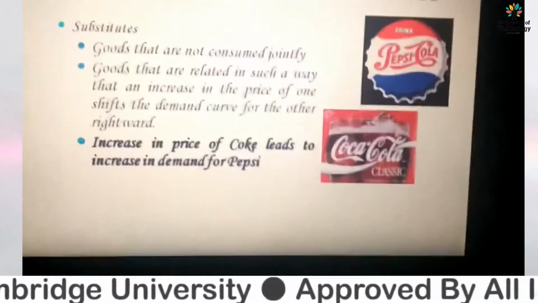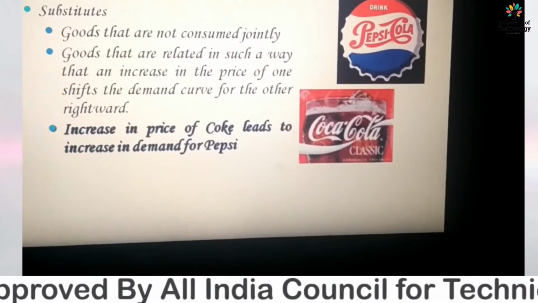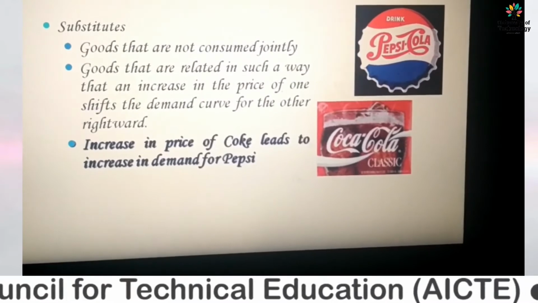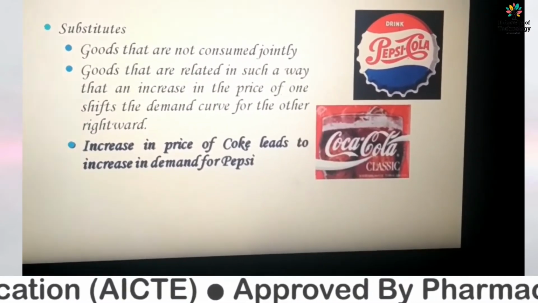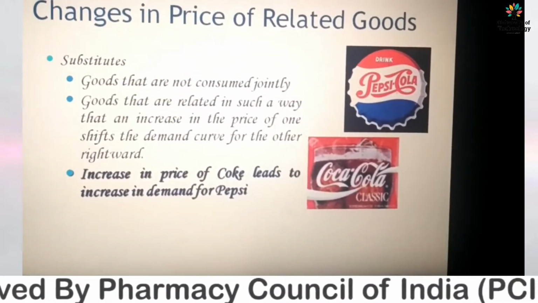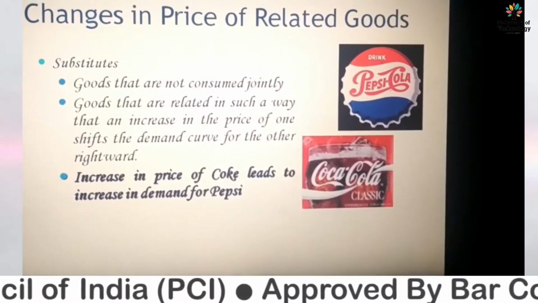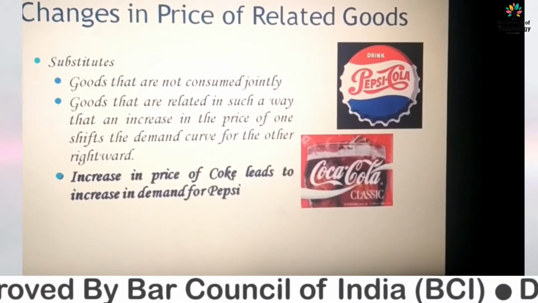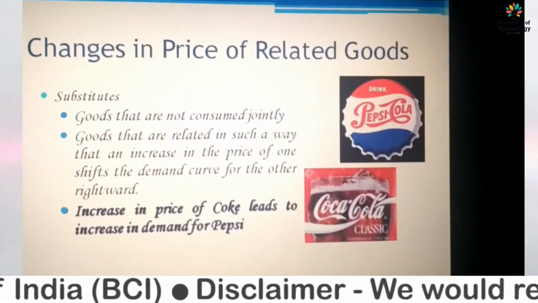The next part is changes in the price of a related good. First we are going to study the impact of substitute goods. If we study substitute goods, various goods are available in the market. If we purchase one good, there is another good available in place of the previous good. For example, tea and coffee are examples of substitute goods. Another example we will introduce is this.